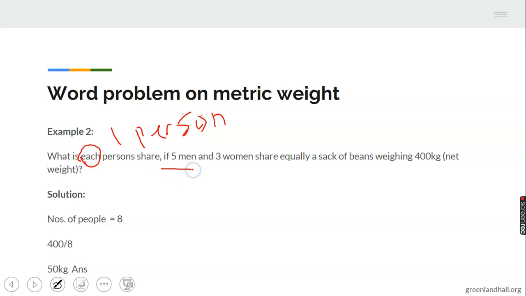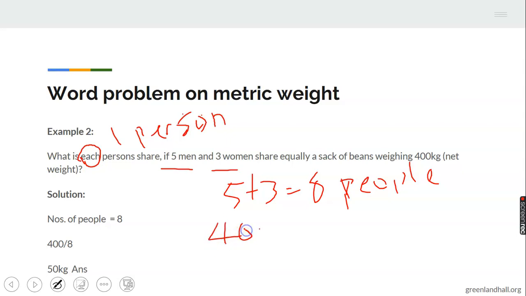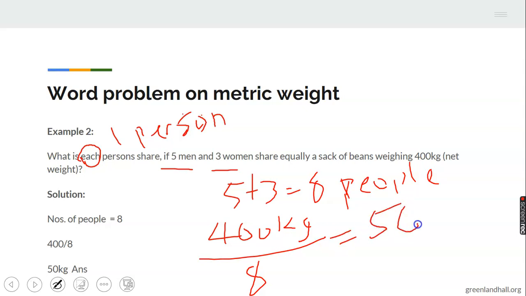So before we can get the one person, let's see how many people are there. So we have 5 men, 3 women. That's 5 plus 3 will give us 8. So we have 8 people. Now that we know that 8 people are there, what do we do? We have to divide the 400 kg by 8. So we say 400 kilograms divided by 8, so that we know what each person will get. So 8 in 400 will give us what? 50. So each person will get 50 kilograms. Is that okay? That's our answer.